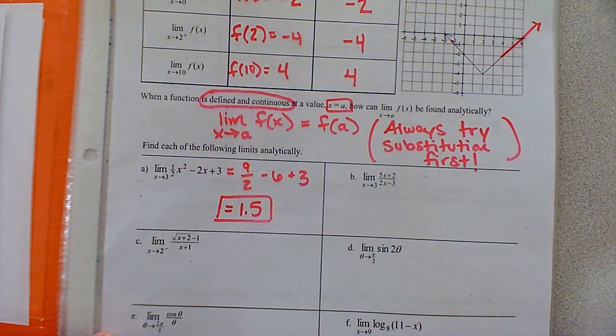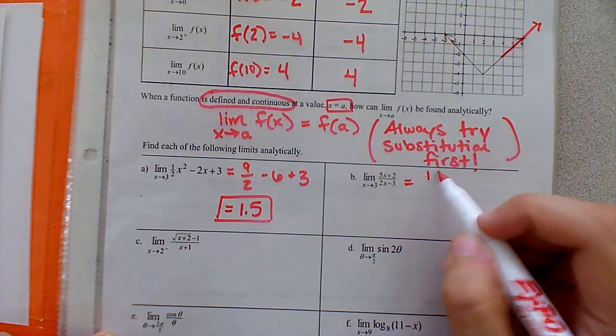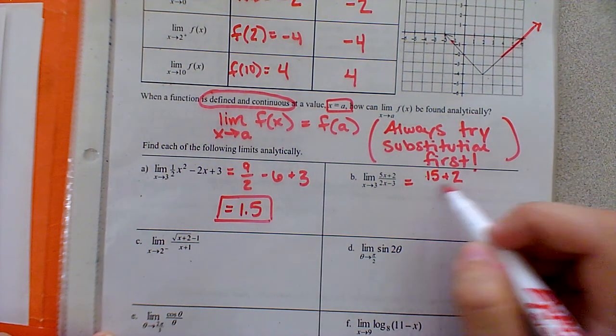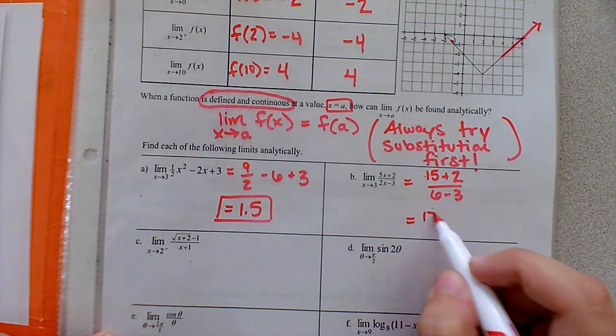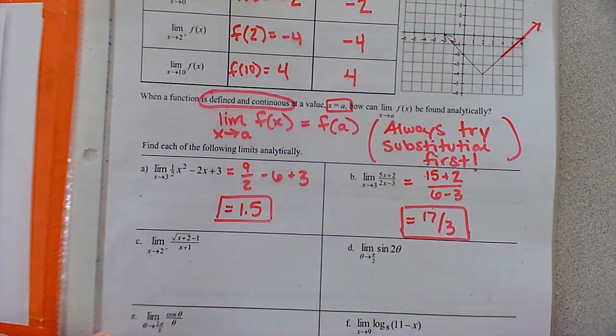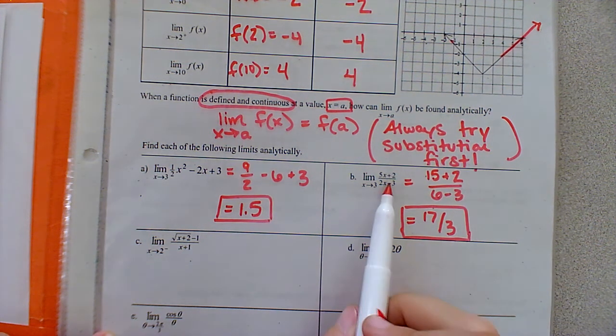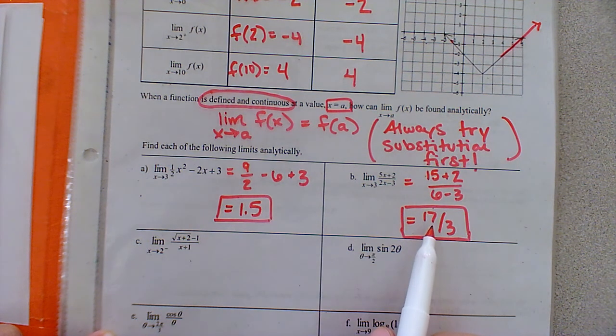We're plugging and chugging. If we try the next one, we're going to substitute in 3. So we'd have 15 plus 2 over 6 minus 3, which will give us 17 over 3. All right, so on this particular graph, if we had a picture of it, if we were to approach 3 from the left and the right, we would be getting a height of 17/3.